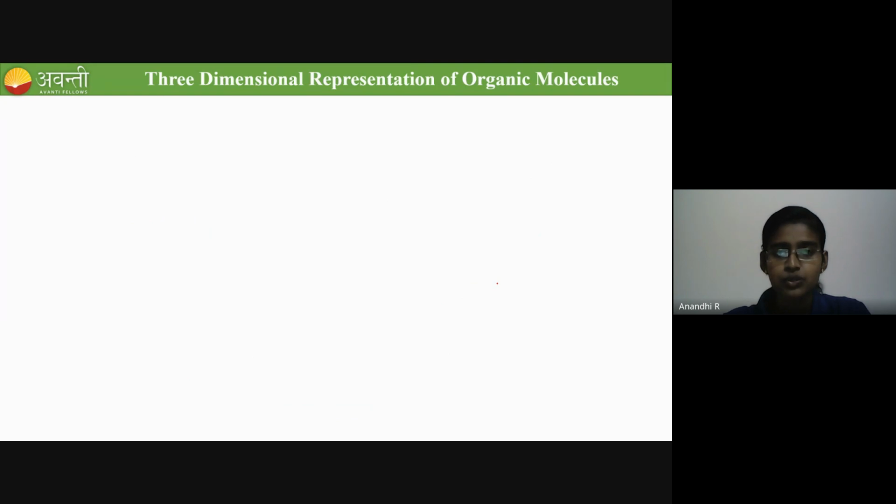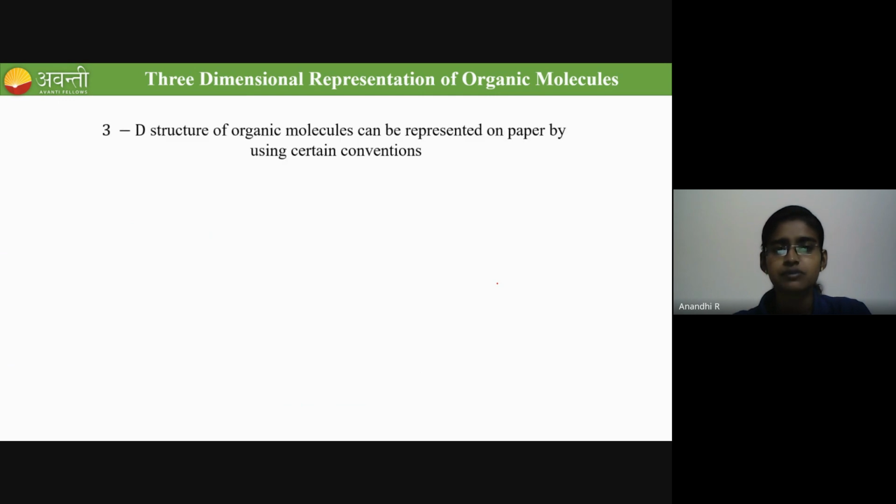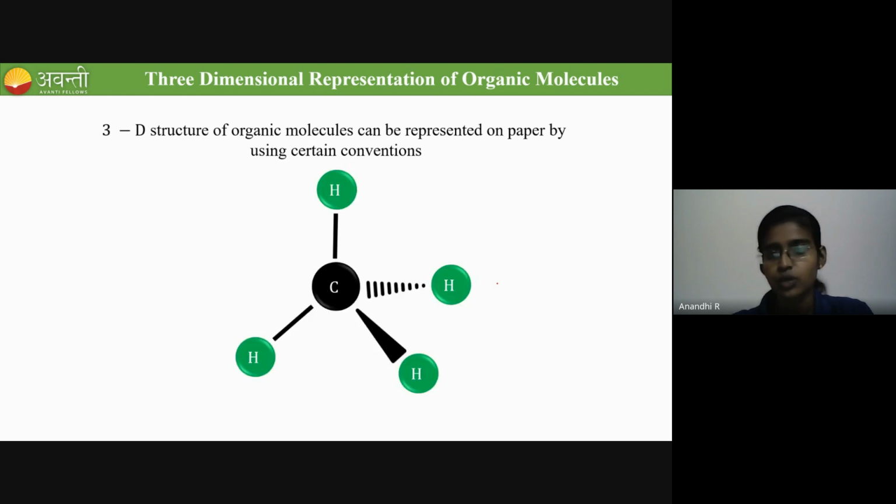Now coming to the three-dimensional representation of organic molecules. Thank you, Bhavana. The 3D structure of organic molecules can be represented on paper by using certain conventions. So what are those conventions? Methane is taken as an example to understand this.